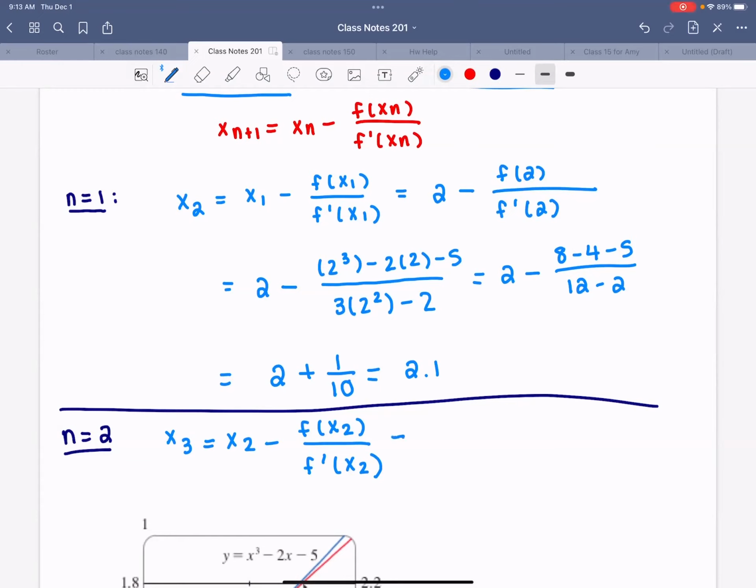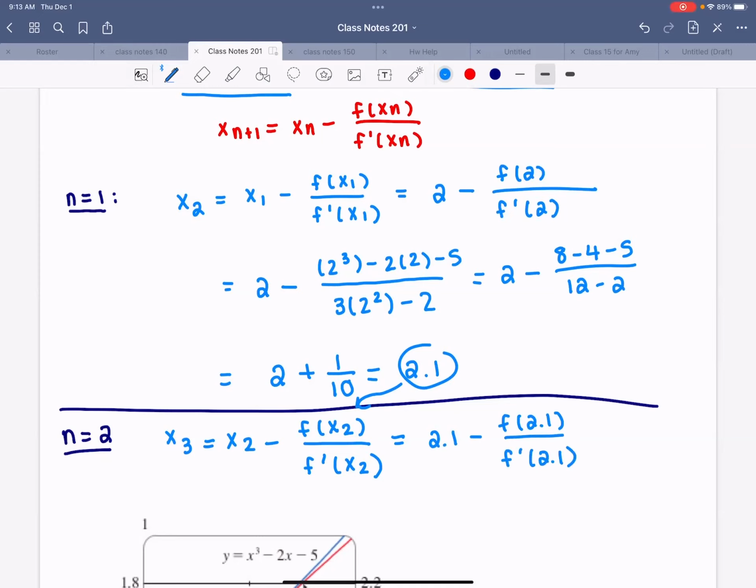All right, well, what is x_2? 2.1, right? So I'm going to take this answer and plug it in to what I have here. So this becomes 2.1 minus f of 2.1 over f prime of 2.1.